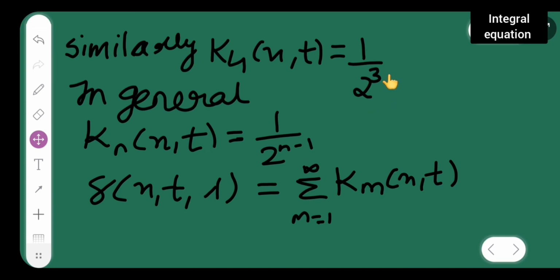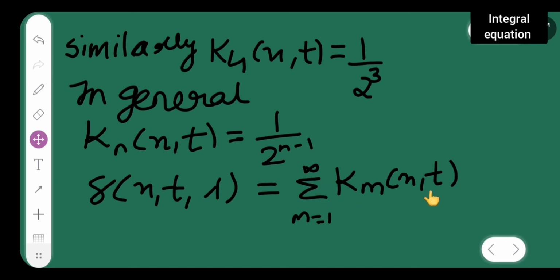So I will get basically this, right? Now gamma of x comma t. Now this is my resolvent kernel, okay? I am denoting this as a resolvent kernel. Now to find a resolvent kernel, gamma of x comma t comma lambda is equal to summation of m is equal to 1 to infinity km of x comma t.